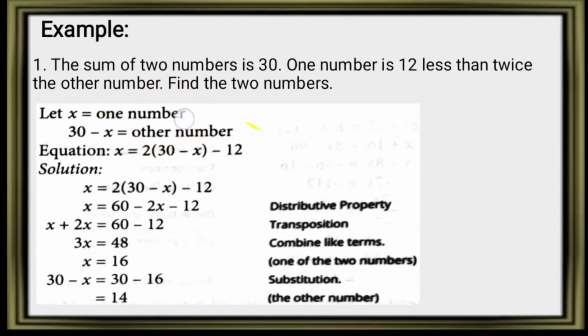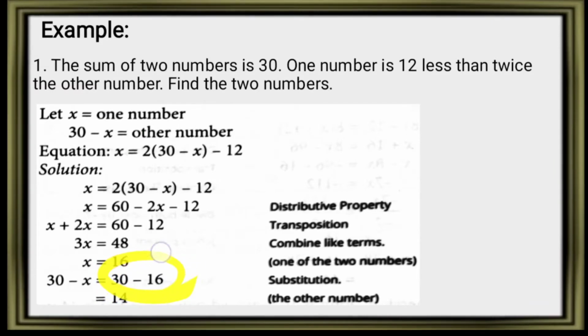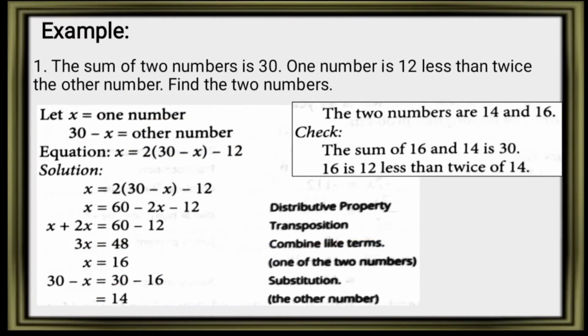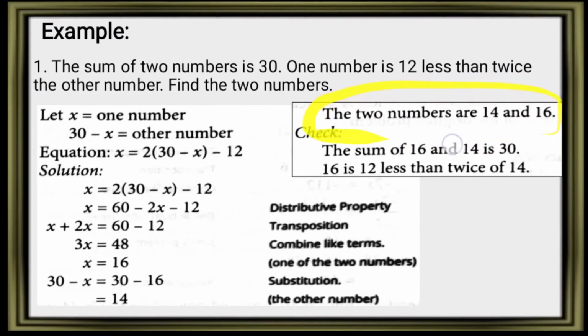And to find this other number, we have to change this x by 16. So 30 minus x is equal to 30 minus 16. Okay, 30 minus 16 is 14. So the other number is 14. Okay, one number is 16 because here we have x is equal to 16. Then the other number is 14. So the two numbers are 14 and 16. Okay, this is our final answer. The two numbers are 14 and 16.